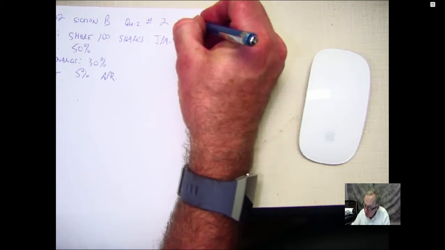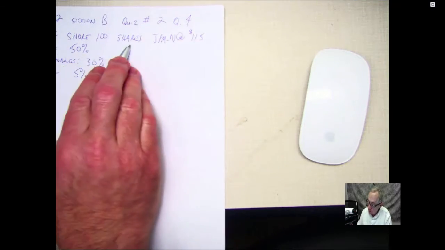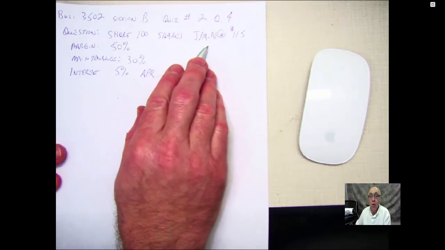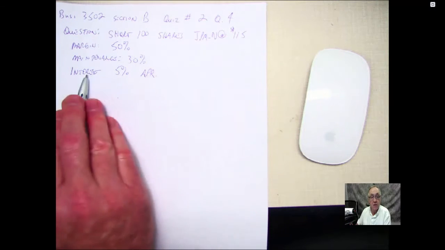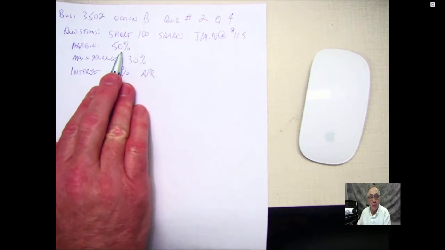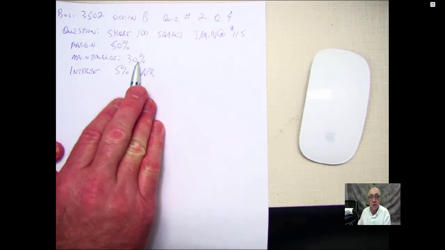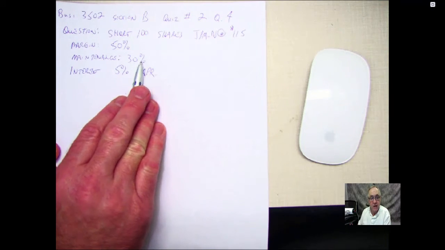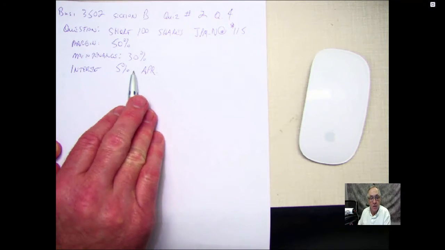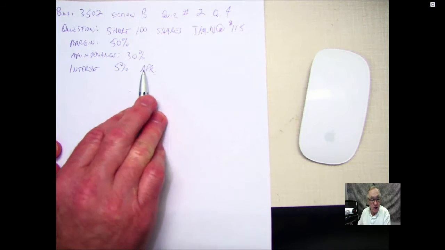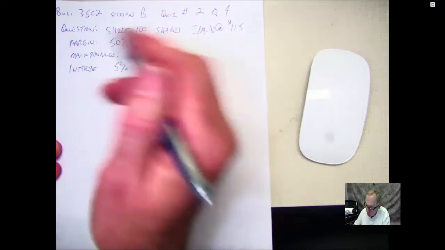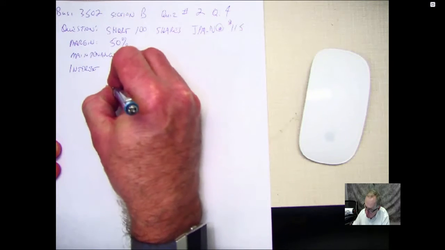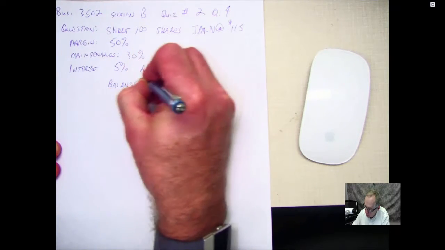Question number 4 said, what if we go short 100 shares of JP Morgan at $115, margin requirement 50%, maintenance 30%, so more money will be required if the position drops to 30%, and interest is charged on borrowed money at 5% APR. Okay, so our textbook's position is to build out our balance sheet.